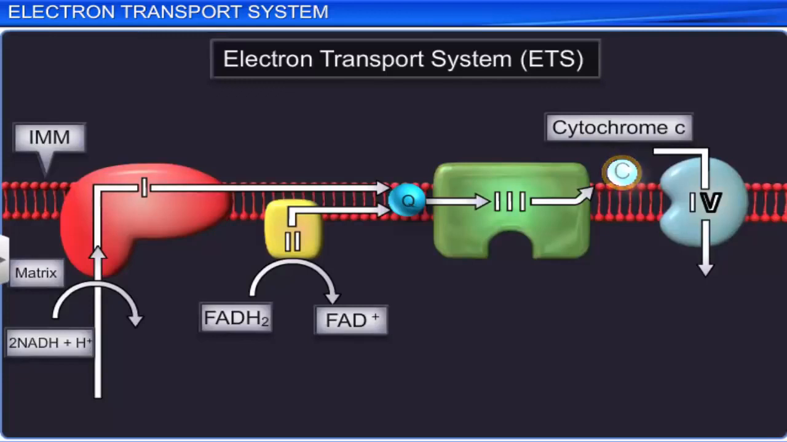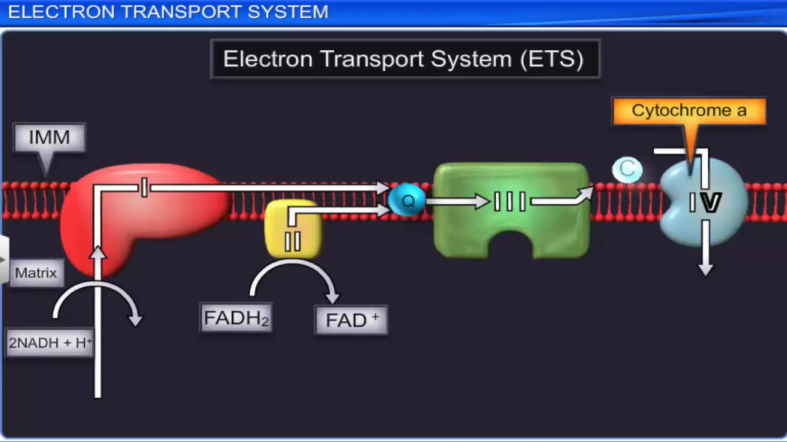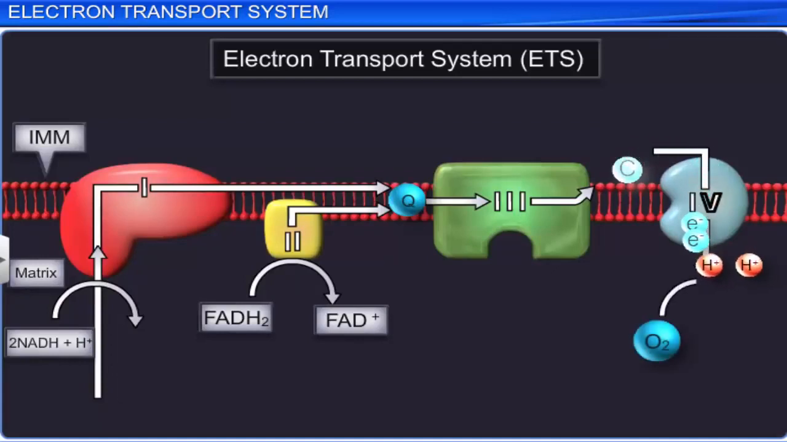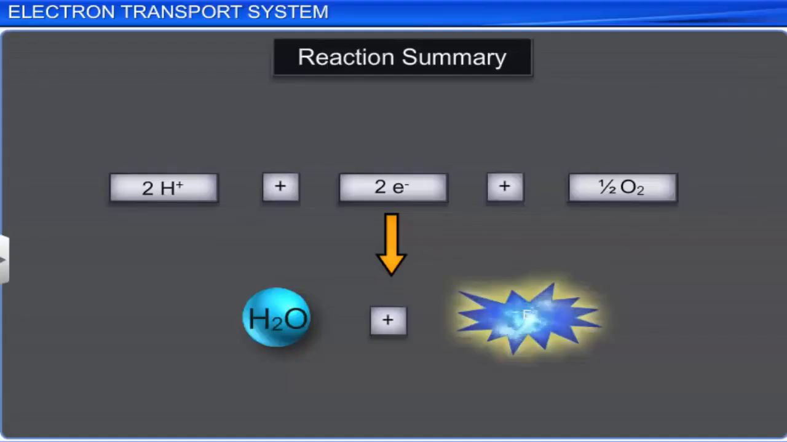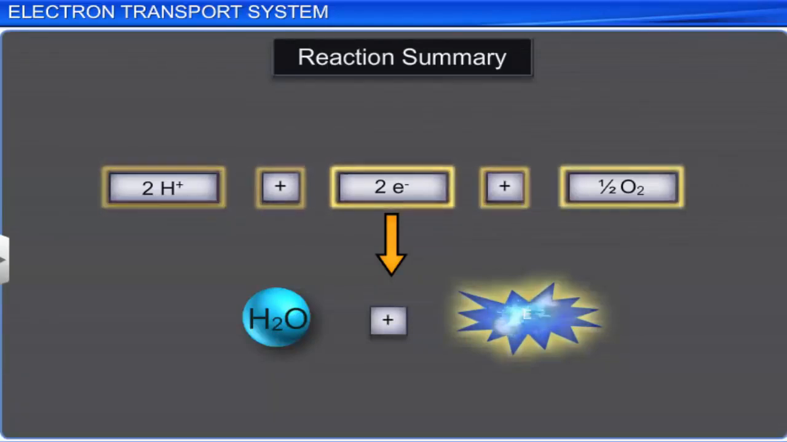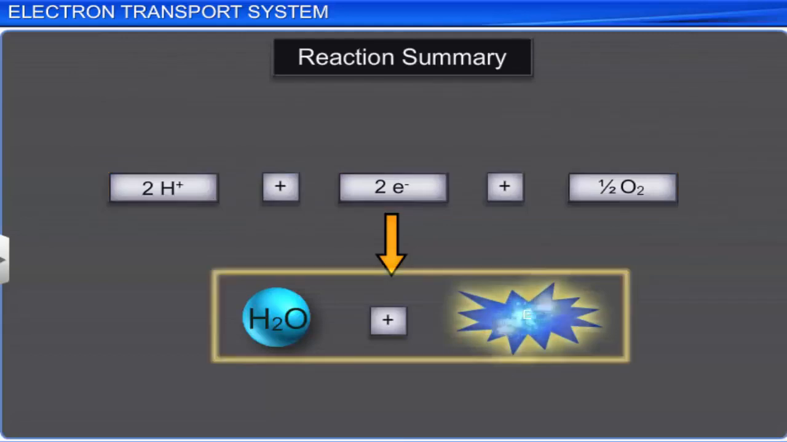Cytochrome c is a mobile carrier attached to the inner membrane of the mitochondria and helps in the transport of electrons between complex 3 and complex 4. Complex 4 contains cytochrome a and cytochrome a3. It transfers the electrons to the final electron acceptor, oxygen. Oxygen, on receiving the electrons, reacts with 2H+ ions and reduces to water and thereby drives the ETS. This reaction can be summarized as 2H+ plus 2e- plus half O2 results in H2O plus energy.